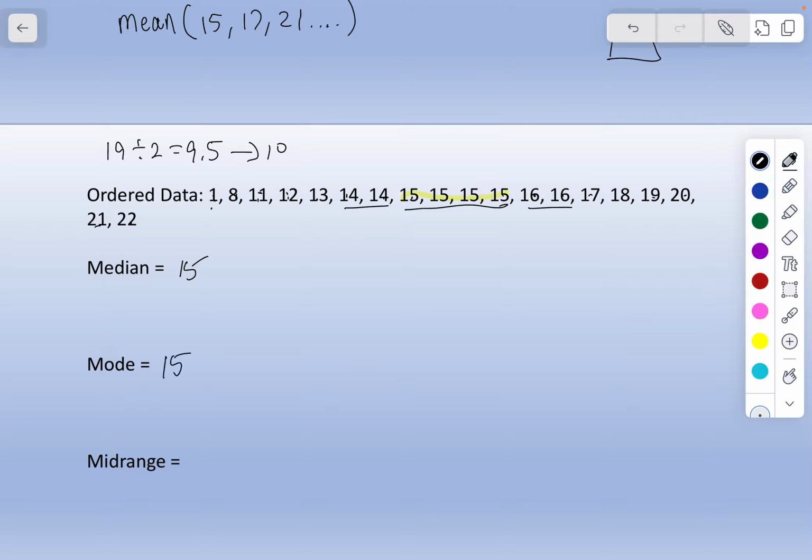Mid-range. Now remember, we're going to take the smallest plus the largest divided by 2. So 23 divided by 2 is 11.5. And again, you always look and see, do they want us to round? Is there any rounding involved?